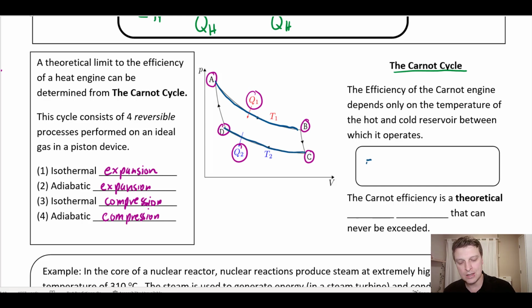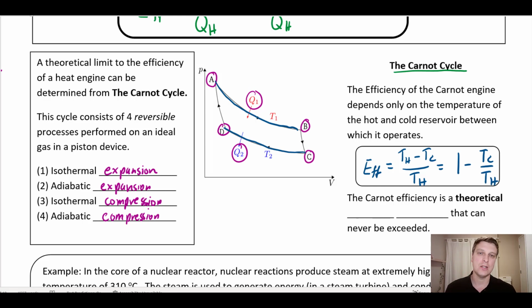And so I could say that the efficiency of the Carnot engine is equal to the temperature of the hot minus the temperature of the cold, divided by the temperature of the hot. Again, because the heat is proportional to the temperature, because these are isothermal processes. Okay, and so you could rewrite that as 1 minus TC over TH.